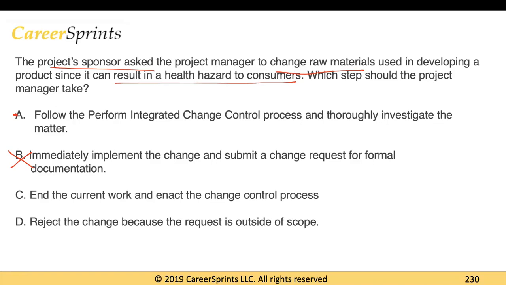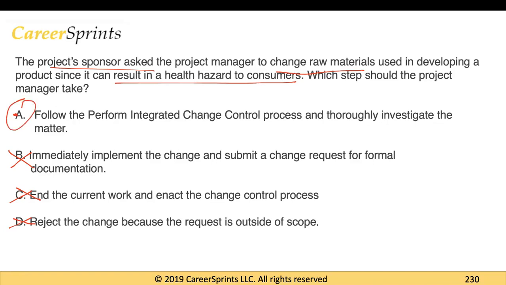So it says end the current work and enact the change control process. You again don't want to do that immediately. You want to do some analysis before you do that. And it says reject the change because the request is outside the scope. The request is very much within the scope of the project, and you don't want to reject the change because this can cause a major risk to materialize. Like it's causing a health hazard to consumers. So that option is also wrong. So the correct answer would be option A.